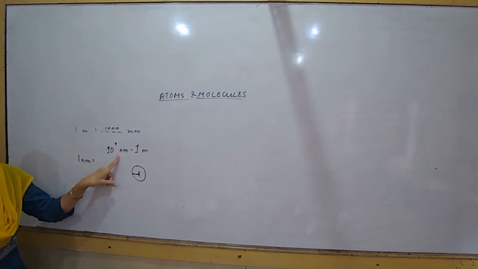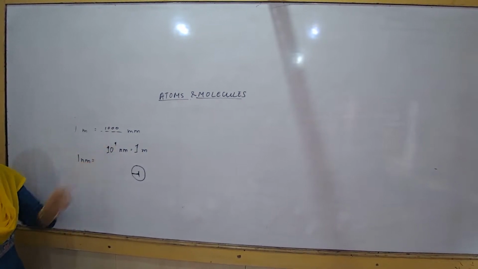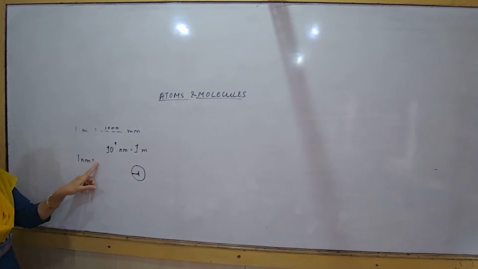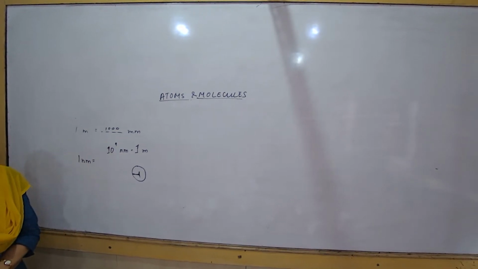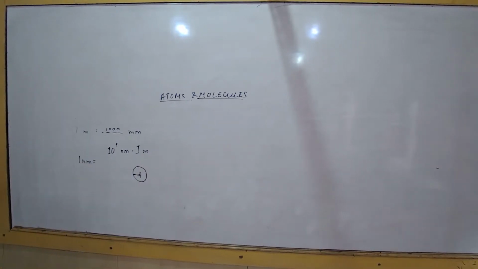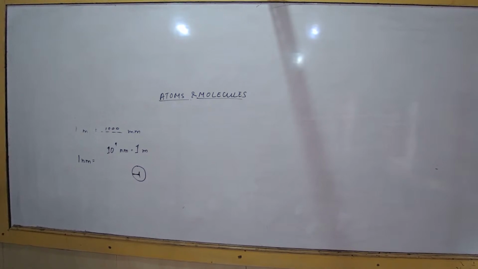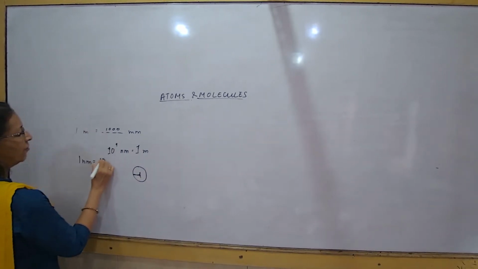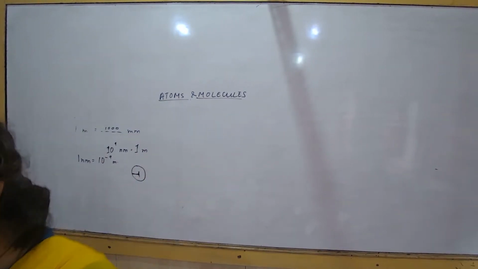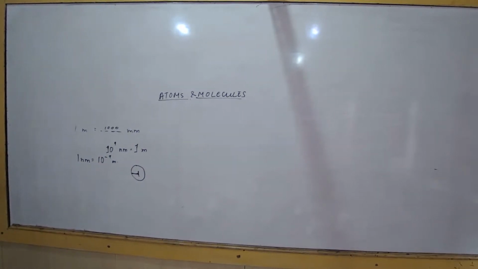Tell me now. 1 nanometer is 1 upon 10 raised to the power of 9 meter. So you just do 1 divided by 10 raised to 9. So it is 10 raised to the power of minus 9. So 10 raised to the power of minus 9 meter is equal to 1 nanometer. Can you understand that? It is 1 divided by 10 raised to the power of 9.